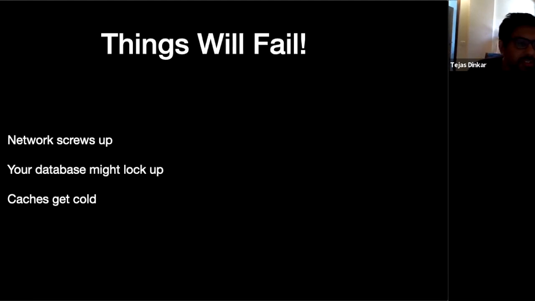Maybe your caches are cold. For some reason, Redis evicted everything, and everything is hitting the DB where it used to be only 10% of queries hit the DB. So things will happen and things will fail.